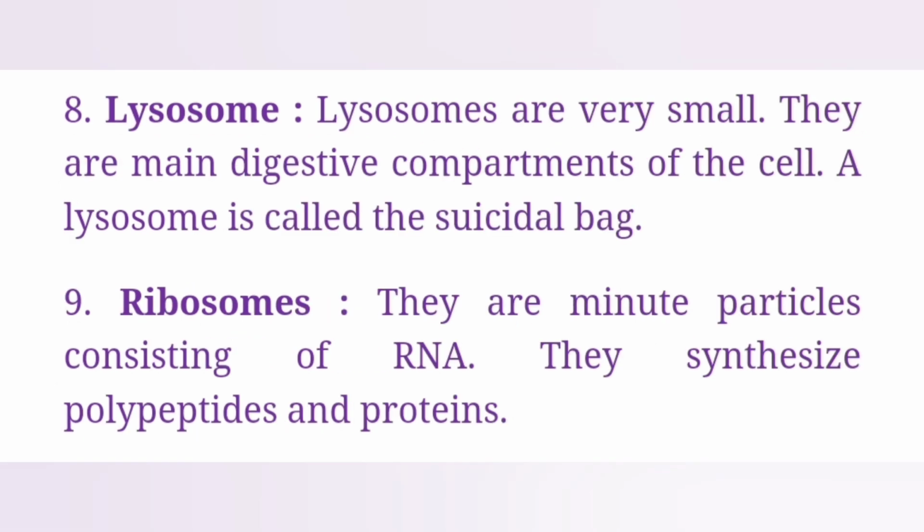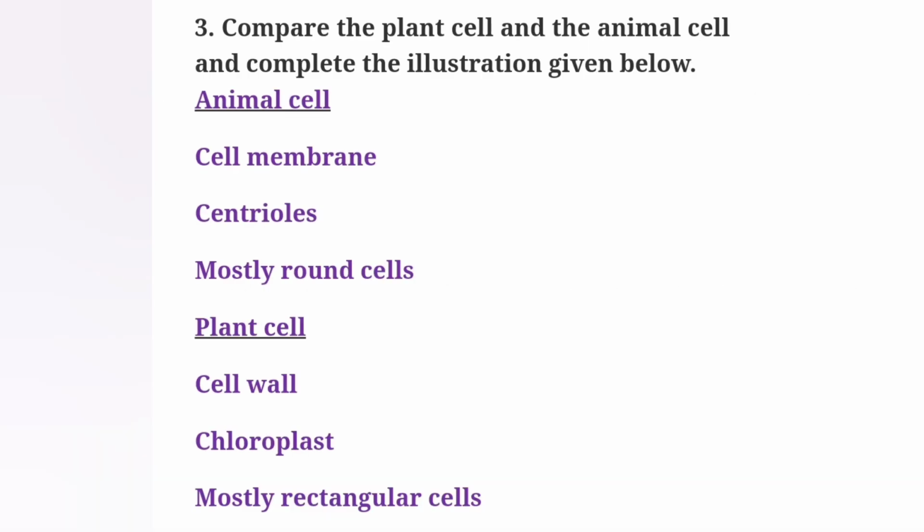Then eighth point, lysosome. Lysosomes are very small. They are the main digestive compartments of the cell. A lysosome is called the physiological bag. Ninth point, ribosomes. They are minute particles consisting of RNA. They synthesize polypeptides and proteins. Third question, compare the plant cell and the animal cell and complete the illustrations given below. First one, animal cell: cell membrane, centrioles, mostly round cells. Next one, plant cell: cell wall, chloroplast, mostly rectangular cells.